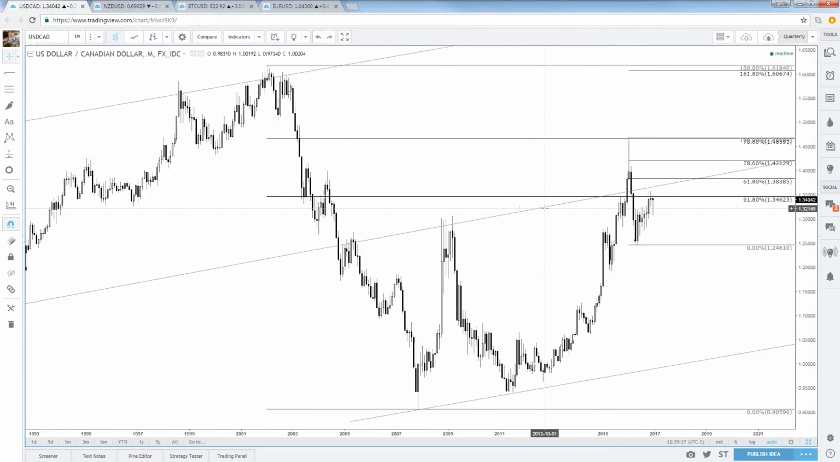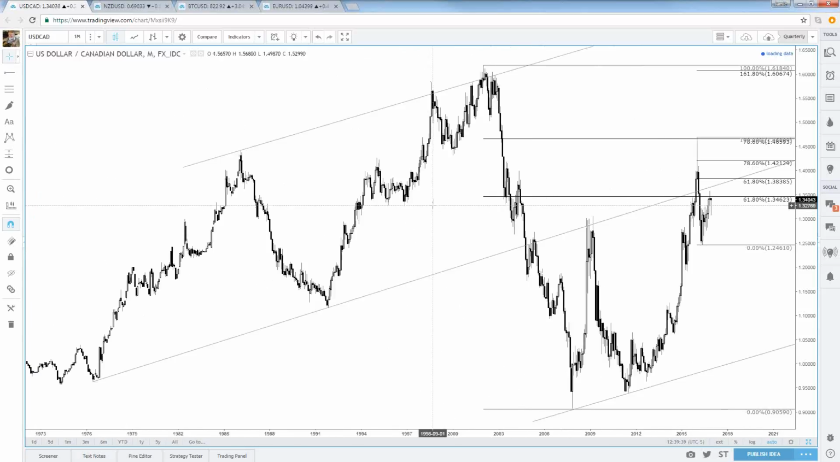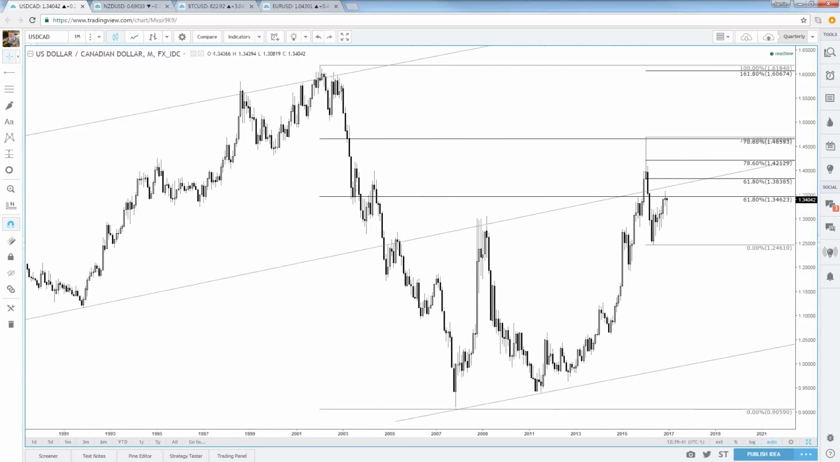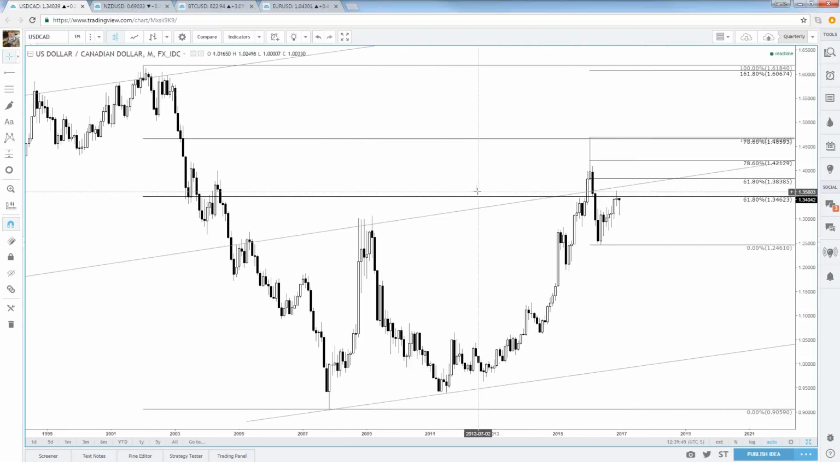Here's the monthly chart of dollar CAD. We forget that we topped at the 786 retracement and we put in this huge reversal. All right. In fact, we're trading at around the 61.8 right now. And then this decline, we stopped at the 50.